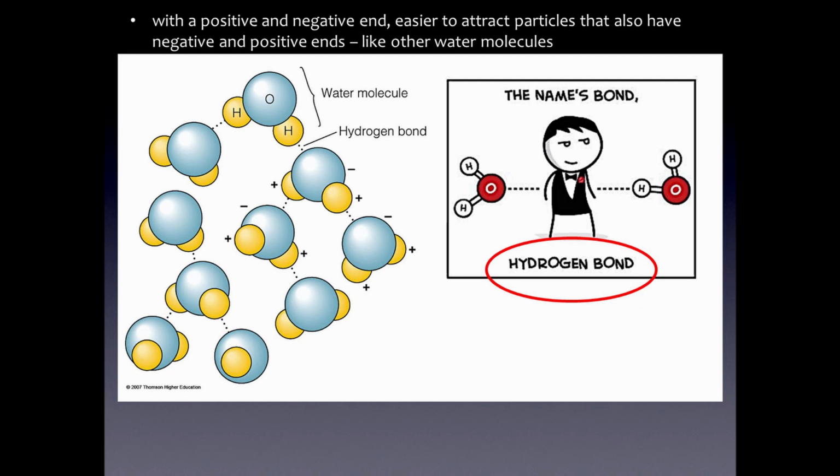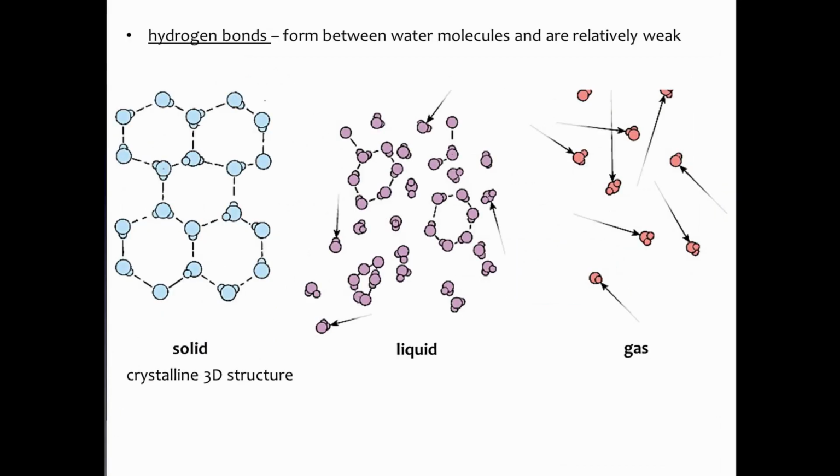And they usually are weaker than the covalent bonds. So the hydrogen bonds that form between molecules are relatively weak. And this is one of the reasons why it's fairly easy with water to transition from a solid phase to a liquid phase to a gaseous phase, because what you need to do is break those hydrogen bonds.